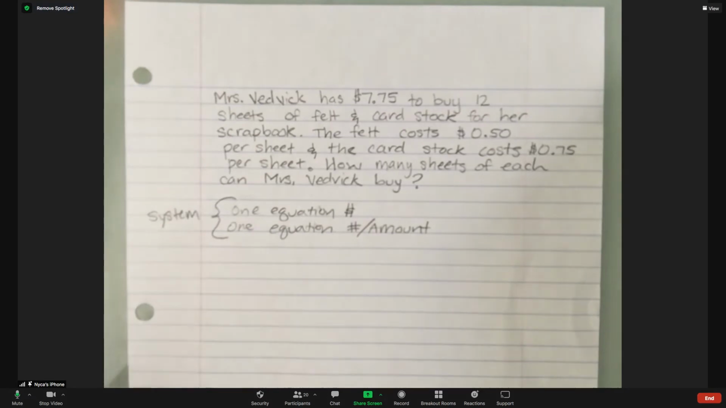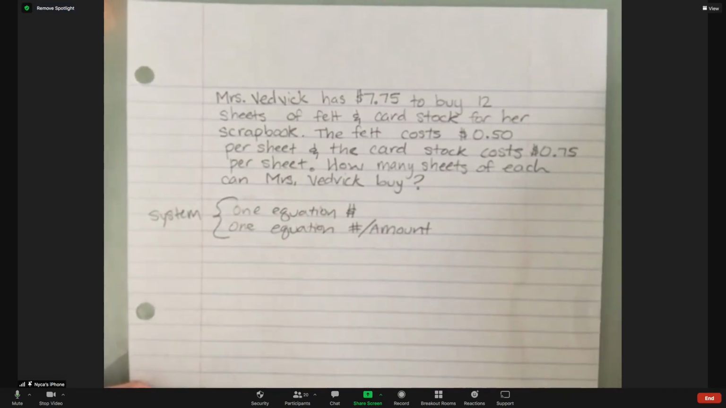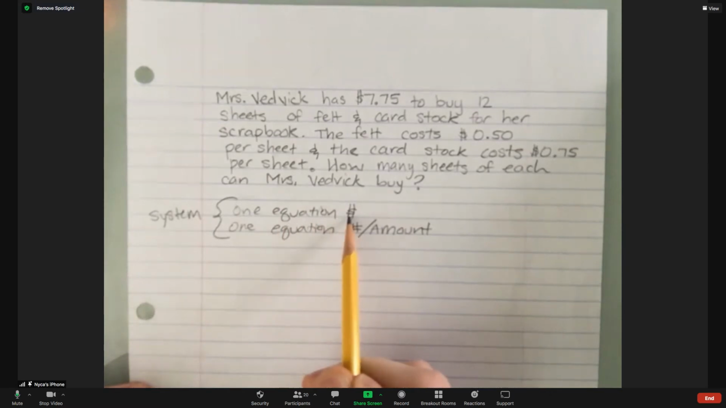All right, you have a word problem. Miss Vevick has $7.75 to buy 12 sheets of felt and cardstock for her scrapbook. The felt costs 50 cents per sheet and the cardstock costs 75 cents per sheet. How many sheets of each can Mrs. Vevick buy? Any type of equation with these systems with shopping, one equation will be the equation that equates to the price per item.